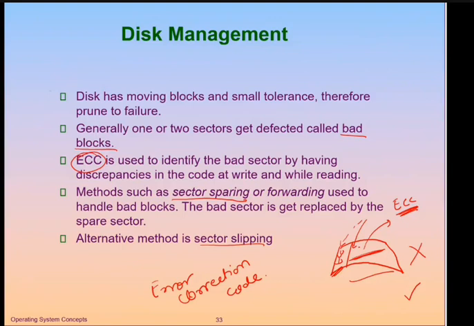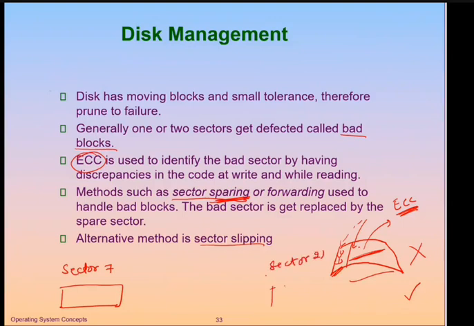Okay, so sector sparing is quite simple. Suppose sector number 7 is a bad sector. The operating system will find another spare sector. Suppose sector number 21 is a spare sector. The operating system will copy all the data from sector 7 to sector 21 and declare sector 7 a bad sector, and will not use it further for any read write operations. Okay, so this is sector sparing, or forwarding. We are forwarding this data to some other sector.